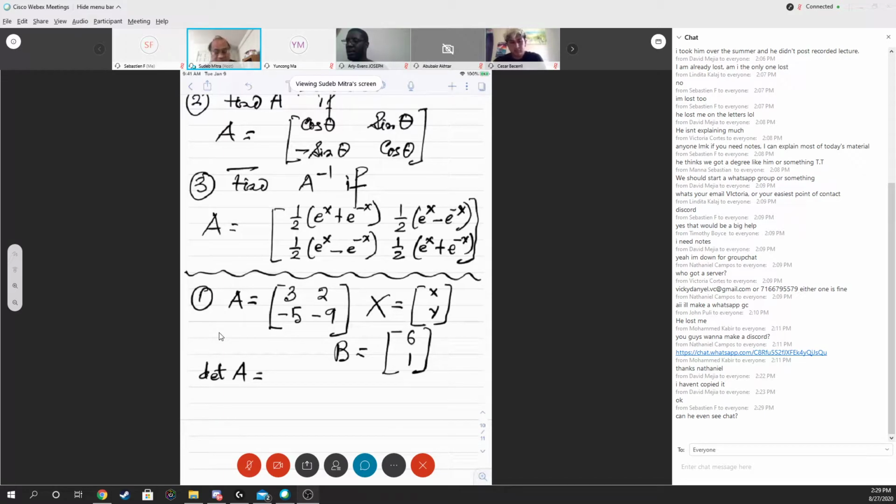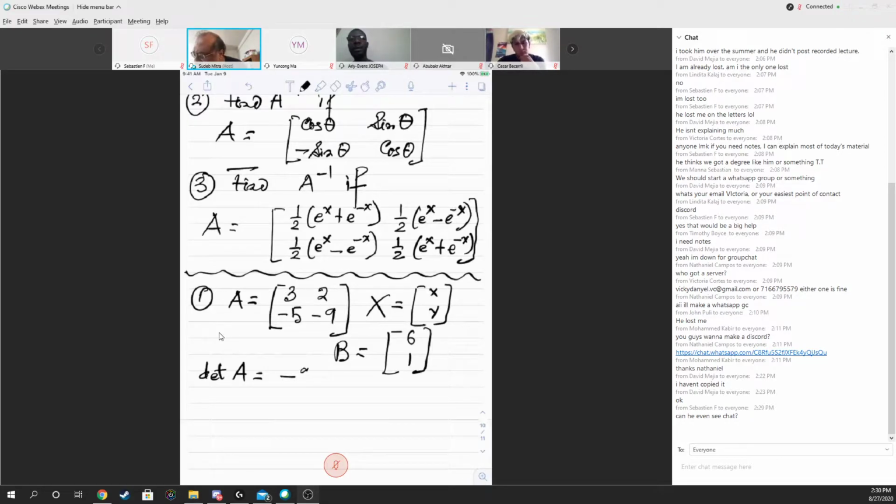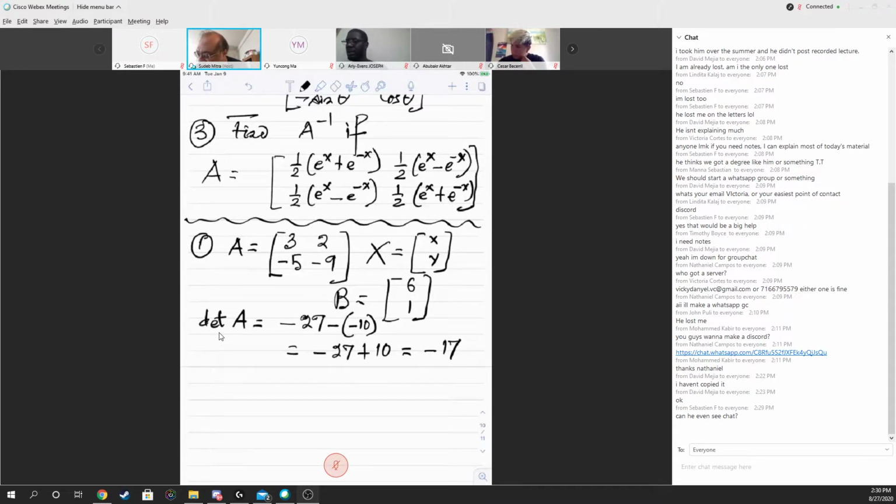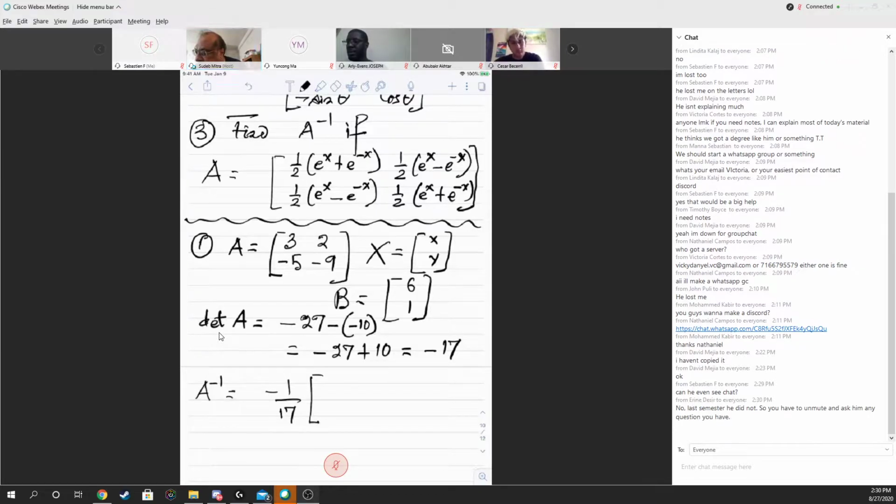Then, sorry, we cannot solve the system naturally. Minus 45, minus 27, 3 9 is 27, minus 27, minus 10. So minus 27 plus 10, so that is minus 17. Okay, so it is not 0, good. So A inverse is minus 1 upon 17. These two get opposite, so minus 9, 3, minus 2, 5.